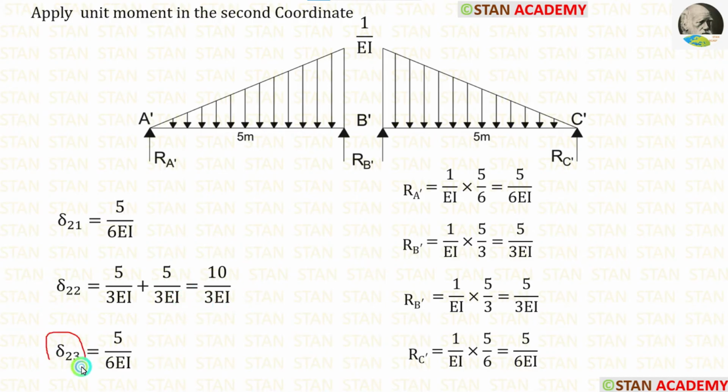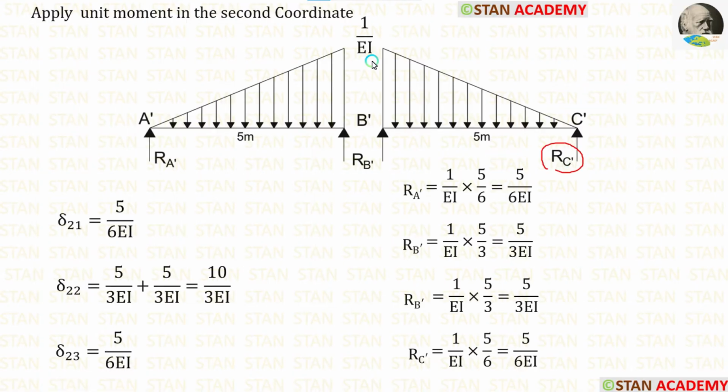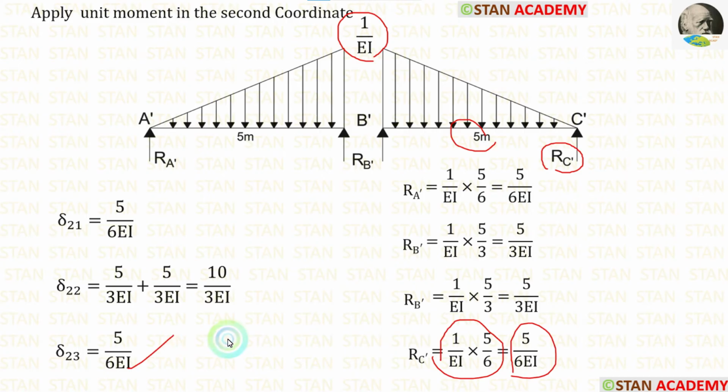Now let us calculate delta 23. For that, we have to find RC dash. The formula is WL upon 6. Here W is 1 upon EI and L is 5. When we apply inside the formula, we are getting 5 upon 6 EI.